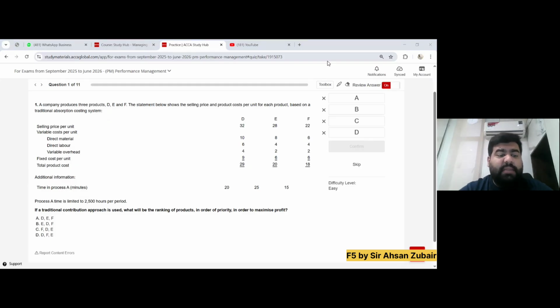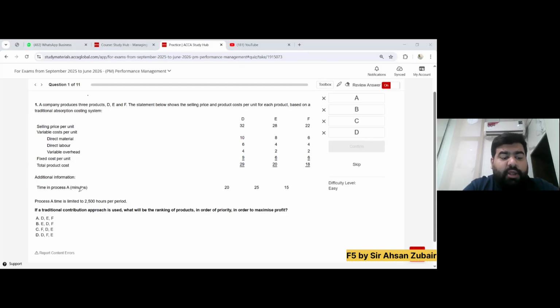Let us start. A company produces three products, D, E, and F. The statement below shows the selling price and product cost per unit of each product. There are three products, D, E, and F. All the data is given, and the time in process in minutes is also given. Process A time is limited to 2500 hours per period. Obviously, it seems like it is the limiting factor.